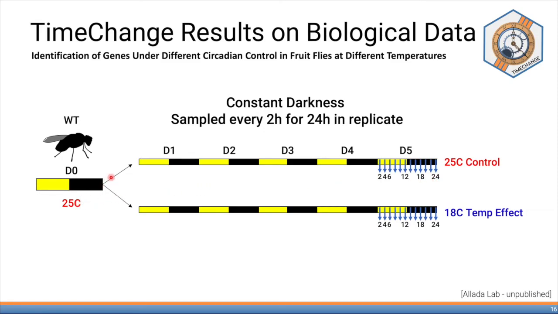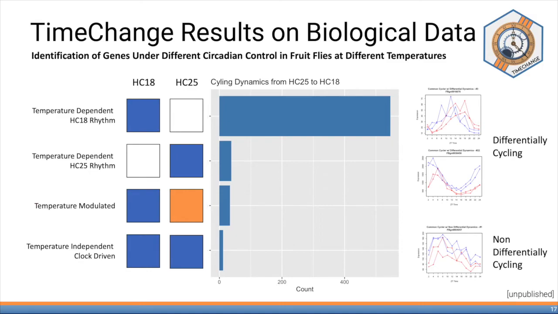Flies were either held at 25 degrees Celsius in constant darkness or shifted down from 25 degrees to 18 degrees Celsius at the start of the experiment to assess how changes in temperature affected circadian dynamics. Time change readily identified 4 classes of genes: those that are temperature dependent at 18 and at 25 degrees, those that are temperature modulated, and those that are temperature independent. Representative plots of the differential versus non-differential cycling dynamics are shown on the right.